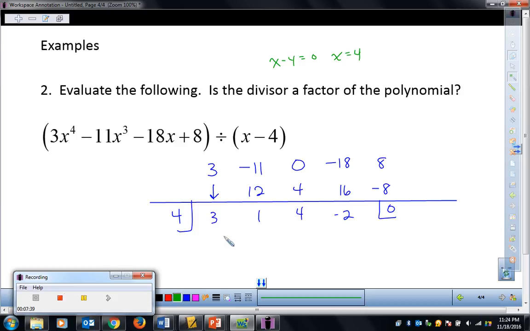So my final answer to this problem, again, I always want to go 1 power less. This is a 3x to the 4th, so my answer is going to start with 3x to the 3rd plus x squared plus 4x minus 2. Since my remainder is 0, I don't need to include it. Going back up to the second question, is the divisor a factor of the polynomial? Because the remainder is 0, yes, it's a factor. Good, moving on.